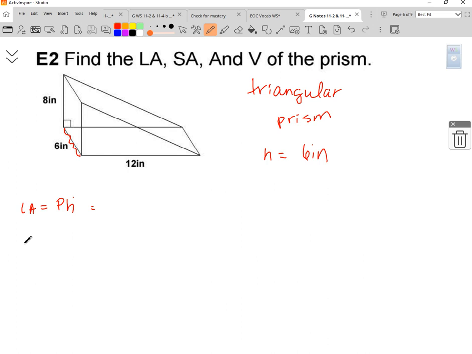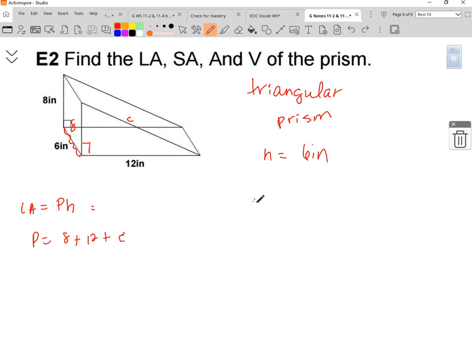So the perimeter of the base is going to be 8, right, so this is 8 and 12. But we don't have the third side. So this is 8 plus 12 plus this hypotenuse. This is a right triangle. The very first problem on your homework is like this. You've got to find the side length of the hypotenuse that you can add in for the perimeter of your base.